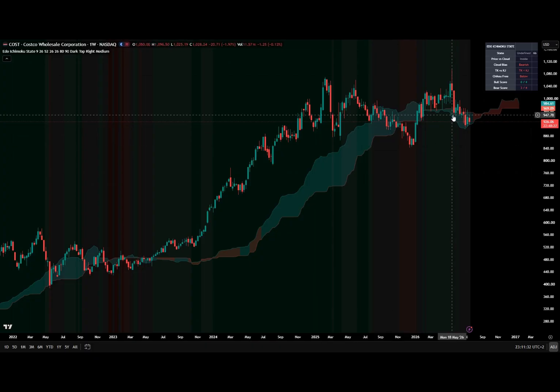The middle state is undefined, and it happens most often inside the cloud. When price is trading between the 2 cloud lines, Ichimoku has no clear support or resistance, and the state goes neutral. On Costco weekly price has climbed back into the cloud, and the panel reads undefined, price inside. It can also happen when the 4 criteria split evenly, 2 against 2. Undefined is not a signal to do nothing forever. It is the indicator telling you to wait for the cloud to resolve.